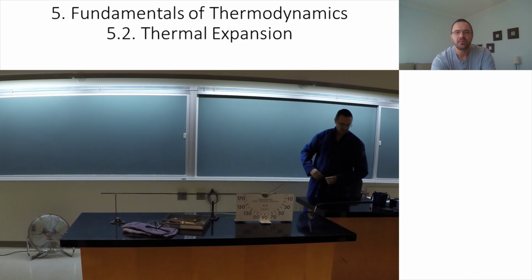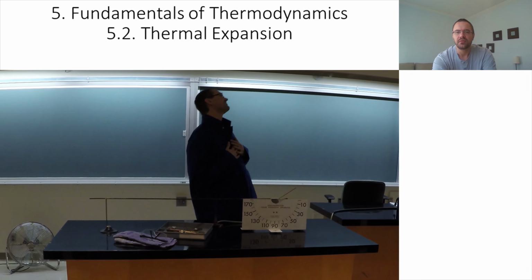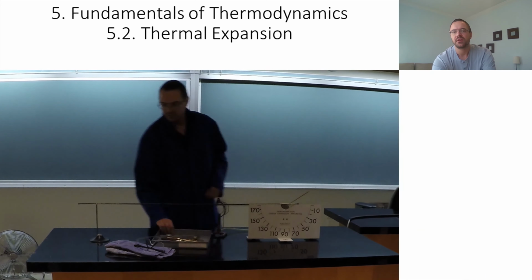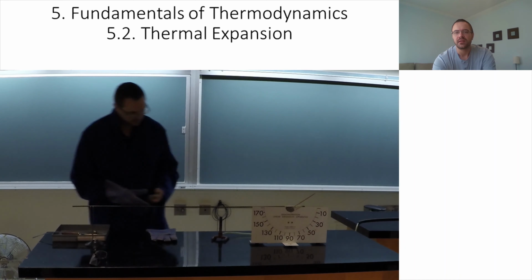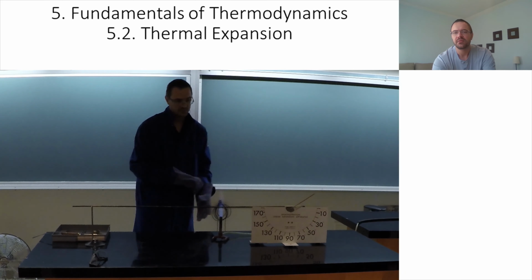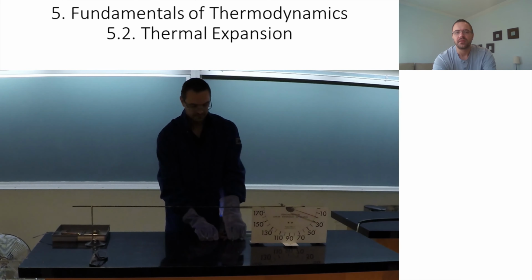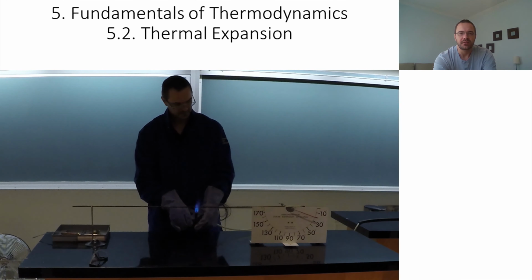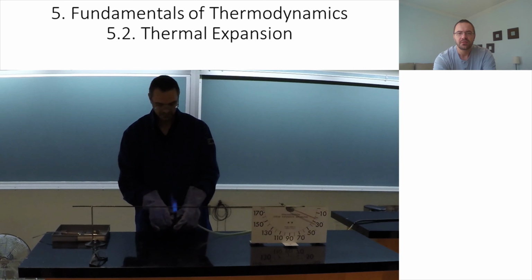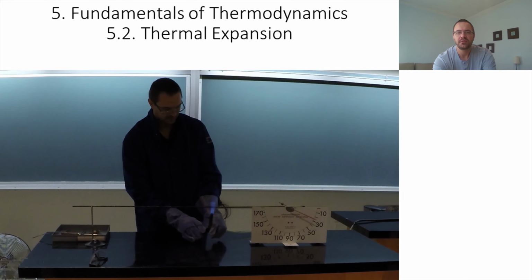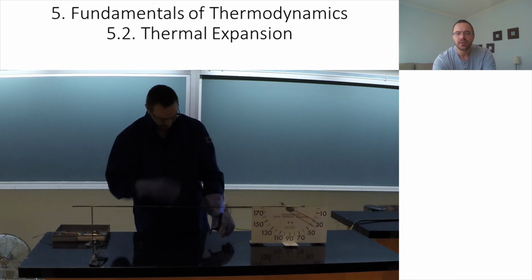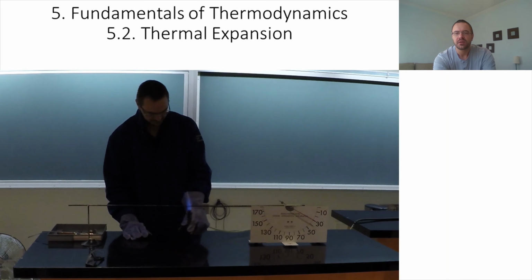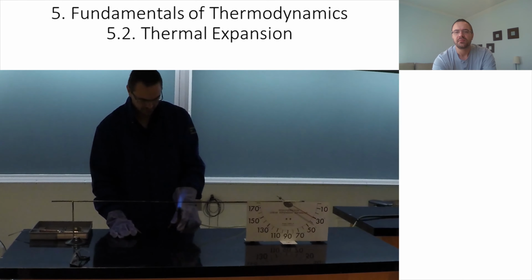For example, in this demo, I have a long brass rod. One side of the rod is resting on a needle, so that if the bar expands, the needle will rotate. So I take a torch to increase the temperature of the rod. It takes time for the temperature to increase, so I move the torch to warm up the whole rod. And as the rod warms up, you see that the rod becomes longer and the needle is moving.